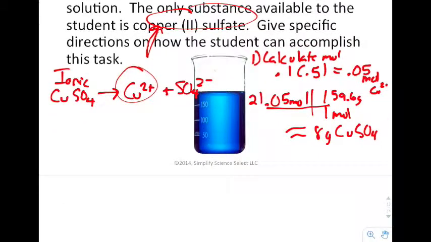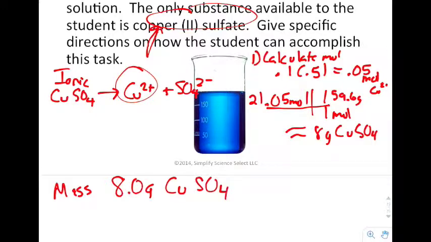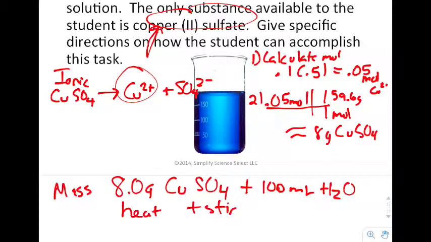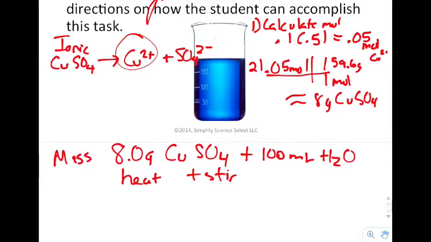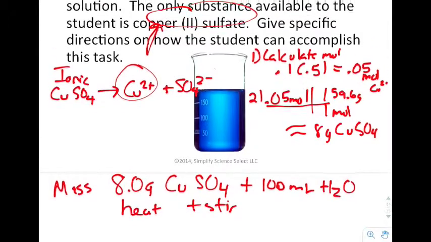So we've done the calculations, and so the first thing that I would do is find the mass of 8 grams of copper sulfate. Then I would add about 100 mils of water, and then I would heat and stir. When you do this, the copper sulfate crystals will begin to dissolve in the water. This is not the solution that you actually want. This is just to get the crystals dissolved so now you can do your dilution. Once I've done this, I've got 8 grams of copper sulfate dissolved in 100 mils.